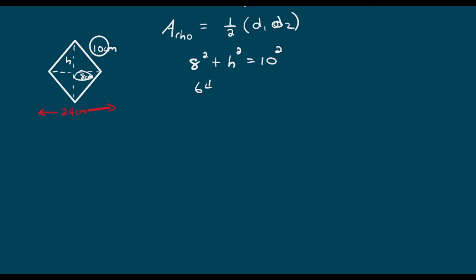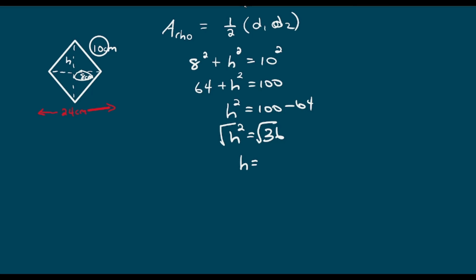So that would be 64 plus h squared is equal to 100. h squared would be equal to 100 minus 64. h squared would be equal to 36. And we find the root of both sides. h would be equal to 6. Now that we found h, we can go ahead and find the area.